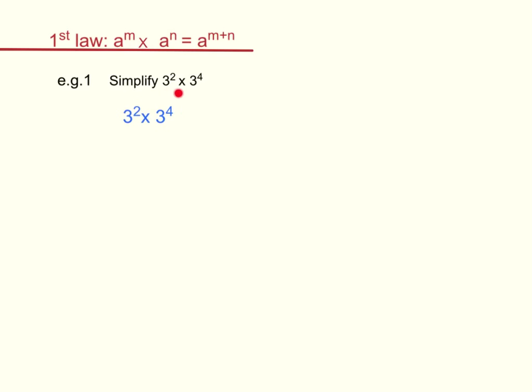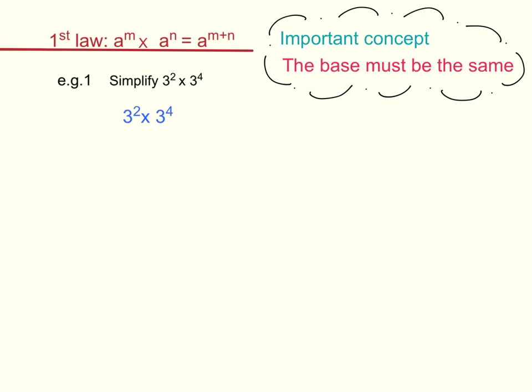Simplify 3 squared times 3 to the power 4. To simplify the expression, one thing you have to make sure is that the base must be the same. The base here is 3. Then we start to do it by expanded form. 3 squared, you write like this, and 3 to the power 4, there are 4 threes here. Then you can count here 6 threes, so the answer is 3 to the power 6.